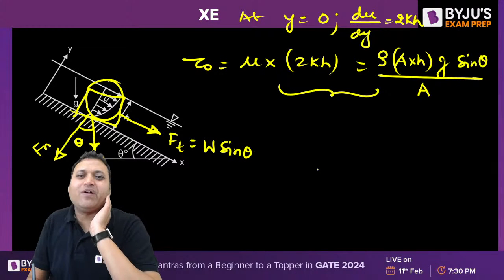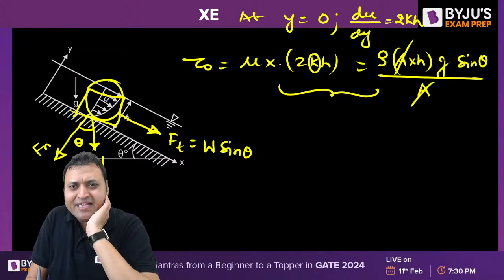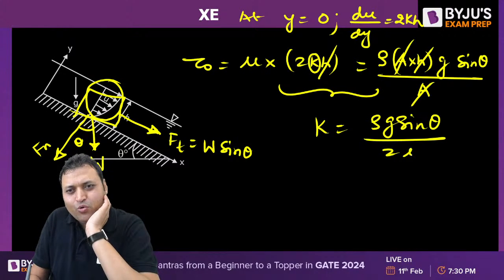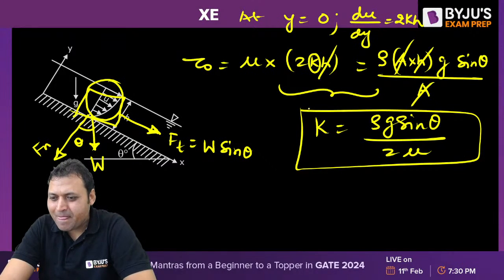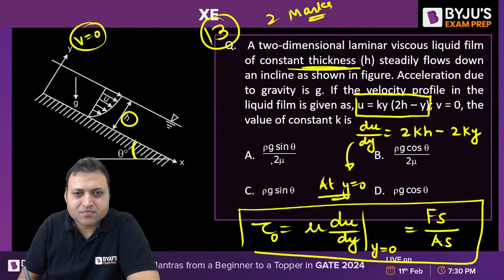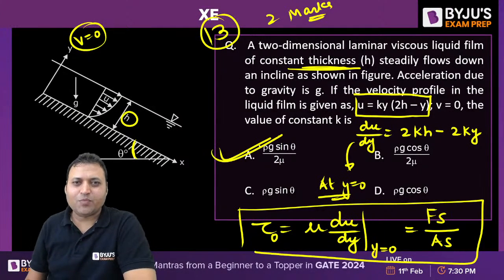So if we equate this, then you will get the value of k. Area is getting cancelled out, H and H are also getting cancelled out. So k will be equal to rho g sine theta upon 2 mu will be the answer. Rho g sine theta by 2 mu. All right. Option A is the right answer for this one. Option A is the correct answer.